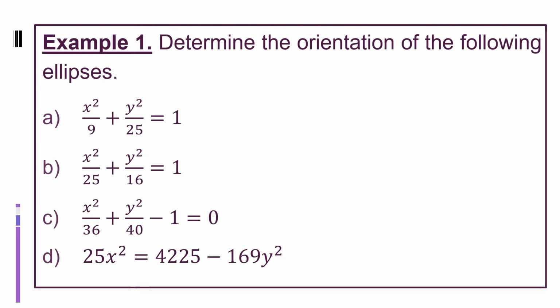So, let's determine the orientation of the following ellipses. First, x squared over 9 plus y squared over 25 is equal to 1. Since mas malaki yung denominator ng y natin, then we say that this is a vertical ellipse. Number 2, x squared over 25 plus y squared over 16 is equal to 1. So, mas malaki yung ating nasa x, therefore this is a horizontal ellipse.